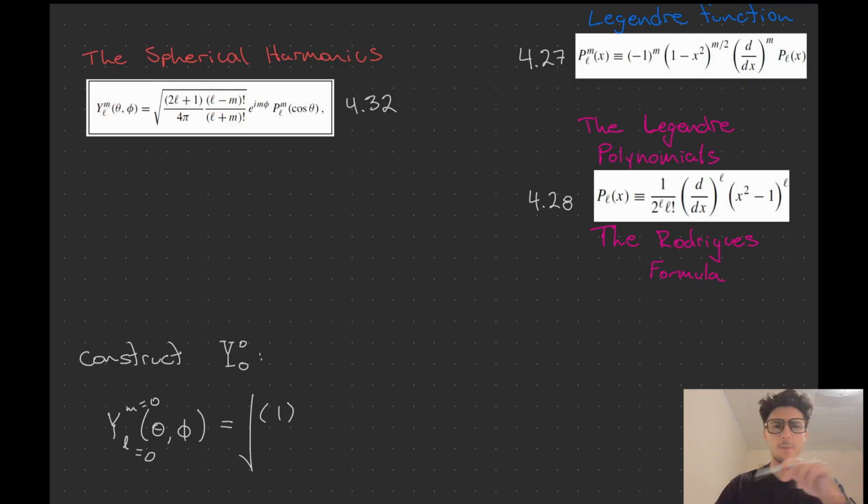0 factorial. I think 0 factorial is actually defined as 1, because if you check in the denominator, we have L plus M. In our case, it's going to be 0 plus 0 factorial. And if 0 factorial equals 0, we have a 0 in the denominator, which is not okay. So just from that kind of problem, I can remember that 0 factorial is defined as 1.